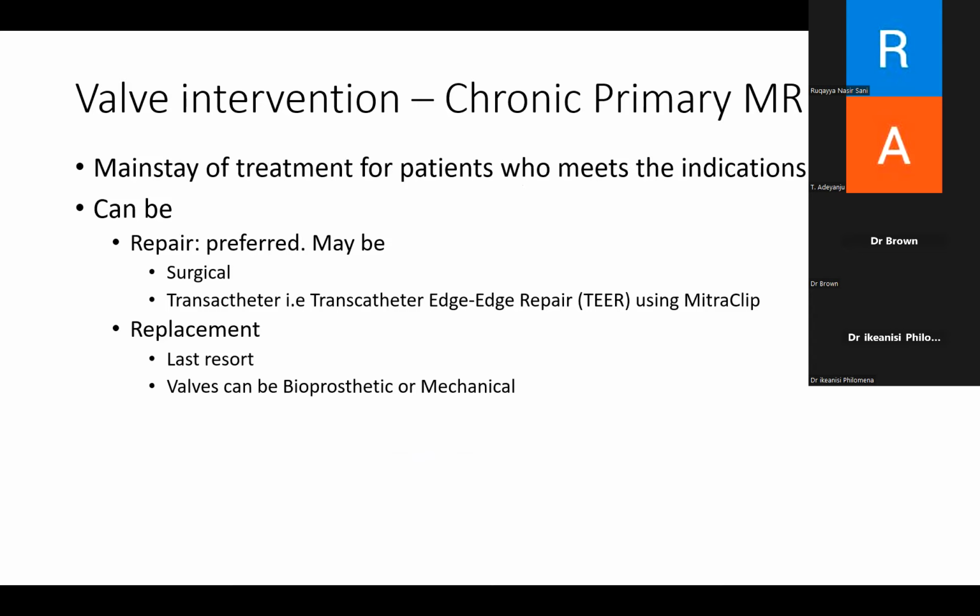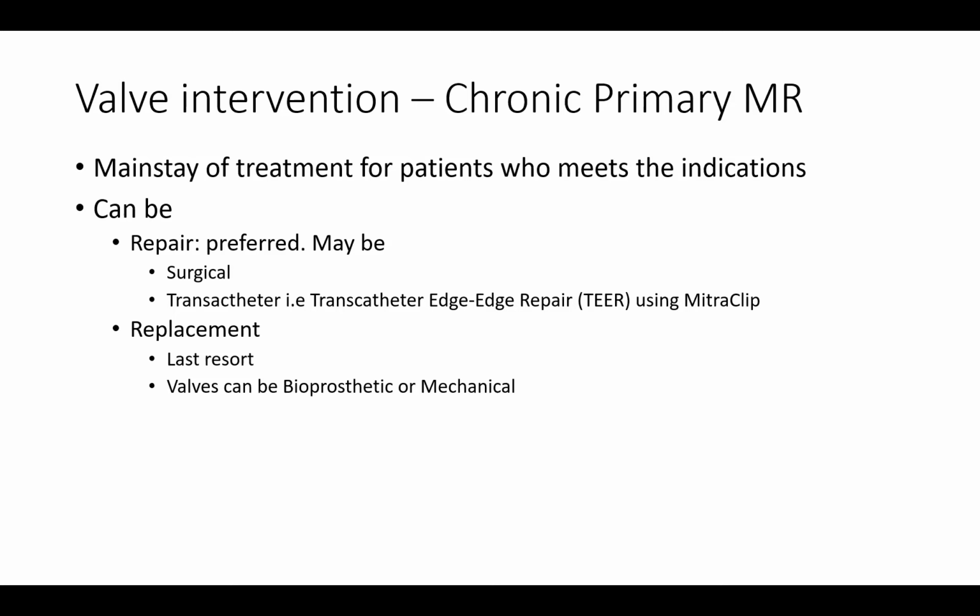So of course, it could be repair or replacement. Repair is preferred, and it may be surgical, like in mitral valve prolapse. They have a particular type of surgery that is done to excise the redundant leaflet and stitch it back, or it could be transcatheter. And the transcatheter edge-to-edge repair using a mitral clip has gained popularity, is less invasive and all of that. And survival appears to be better with repair than replacement in general. But there are some individual cases that might do better with replacement. Replacement is the last resort.